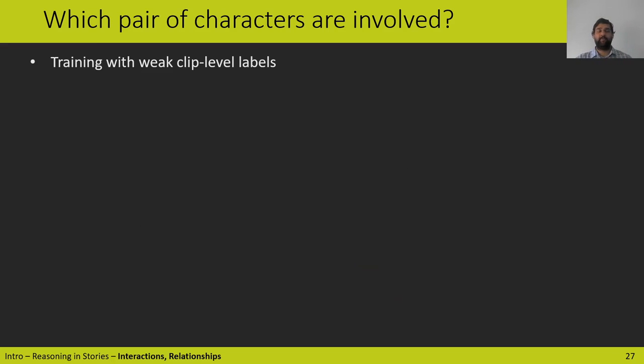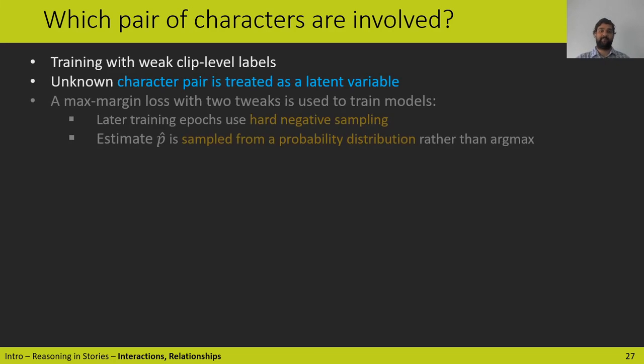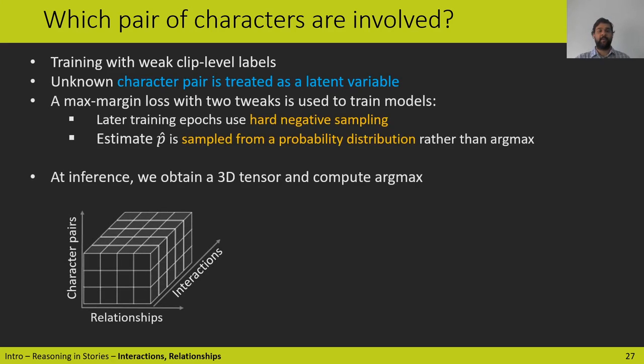A third thing that we wanted to predict in this case was also which pair of characters are involved. So given a clip, we would even ignore the fact that we don't know which pair of characters exist and how they are related. We call this training with weak clip level labels, and we treat the character pair as a latent variable and use some tricks such as hard negative sampling to estimate them.